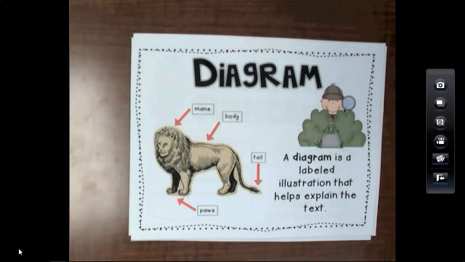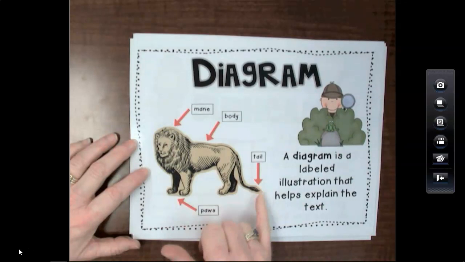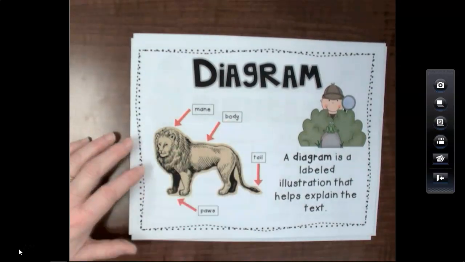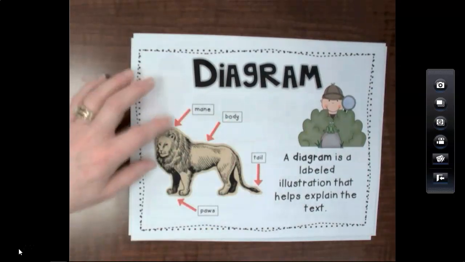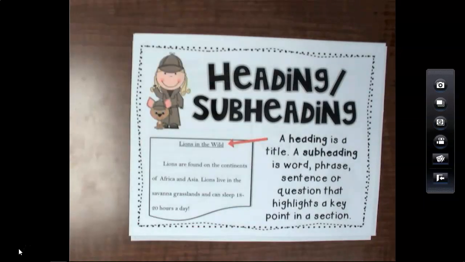You could also have a diagram as a graphic source. Here we have a diagram. It's labeled. It's a labeled illustration. It helps to explain the text. Well, we have this lion here, and this diagram is labeled. His body, his tail, his paws, his mane. The diagram is labeled to help you better understand things.